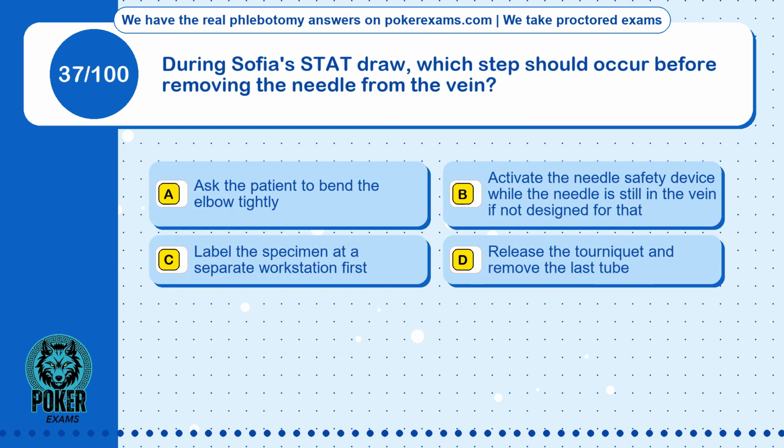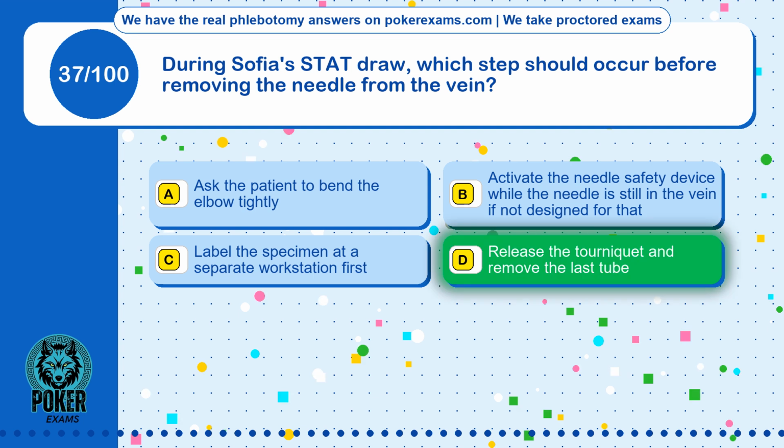Question 37. During Sophia's stat draw, which step should occur before removing the needle from the vein? Option A. Ask the patient to bend the elbow tightly. Option B. Activate the needle safety device while the needle is still in the vein if not designed for that. Option C. Label the specimen at a separate workstation first. Option D. Release the tourniquet and remove the last tube.